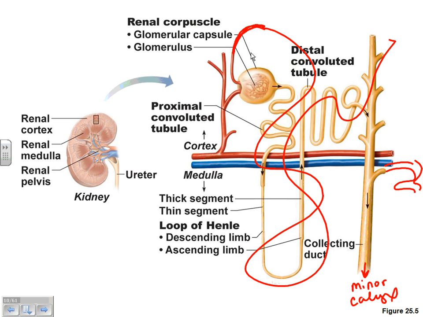Okay? Let's make sure you understand a couple more things, and then we're ready to start new things today. All right. So we said there were three major processes we were going to talk about. Filtration, reabsorption, and secretion, right? Where does filtration occur?